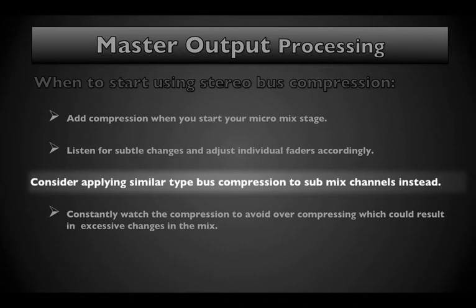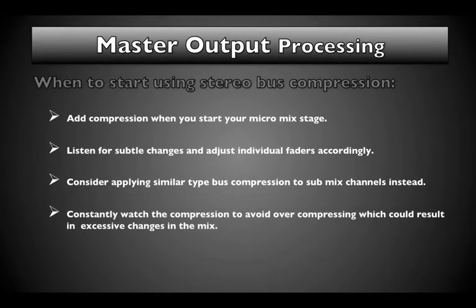Now, instead of applying compression to your master fader, you can apply very light compression to individual subgroups, which will also demonstrate to you what happens in mastering, except that you don't have to take those off before mastering. It helps you reduce the dynamic range of your song, but with more control over individual elements.